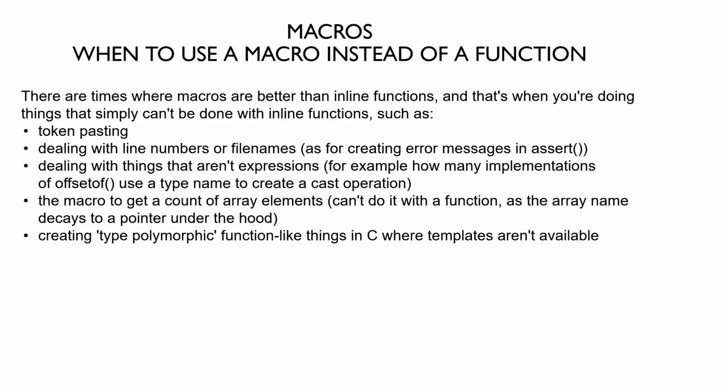But that's kind of complicated, and it's very situational, is what I'm saying here. There is a macro to get a count of array elements. It can't be done with a function because under the hood, arrays are all just pointers and pointer arithmetic, which is why you can use the subscript operator, those square brackets, when dealing with pointer arithmetic, as well as with arrays, because under the hood, arrays are just pointers. And we went over type neutral, polymorphic code earlier.